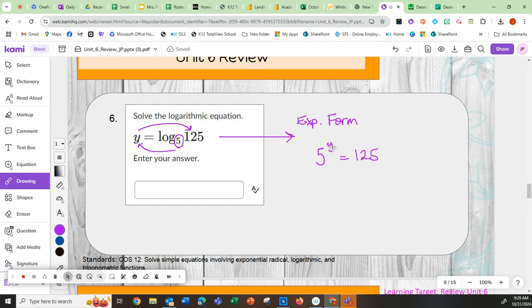So you're going 5 to the first power. Is that equal to 125? Nope, that's 5. 5 to the second power, does that equal 125? Nope, 5 times 5 is 25. 5 to the third power, I'm just thinking this in my head. 5 times 5 times 5, that's 125. Yep, so y has to be 3. And again, it's just 3 in that open-ended question. You don't put anything else, but just 3.